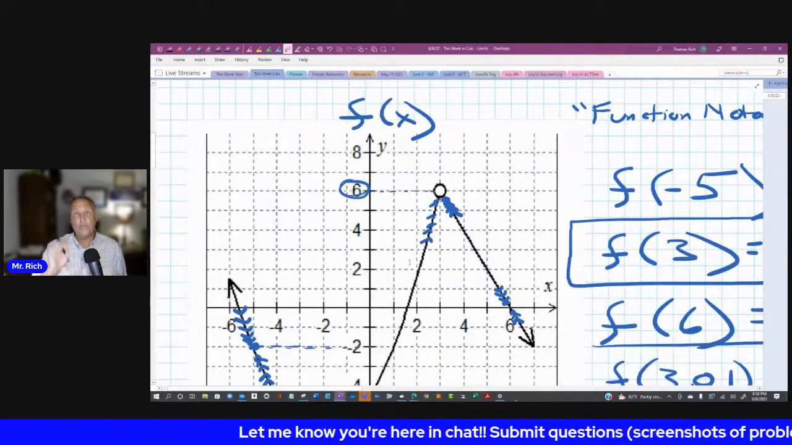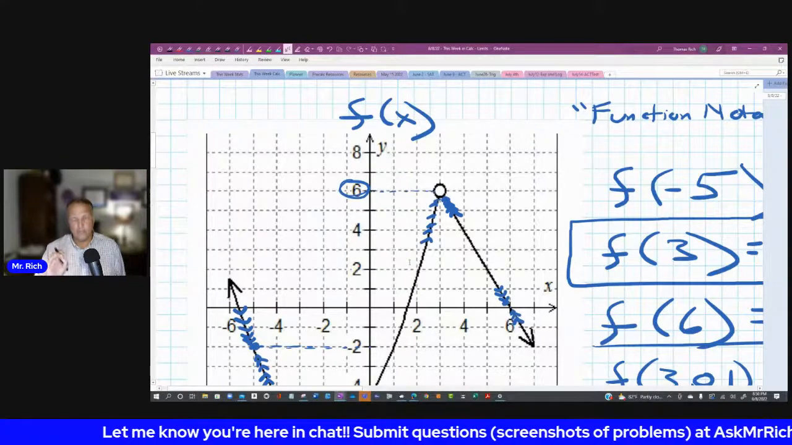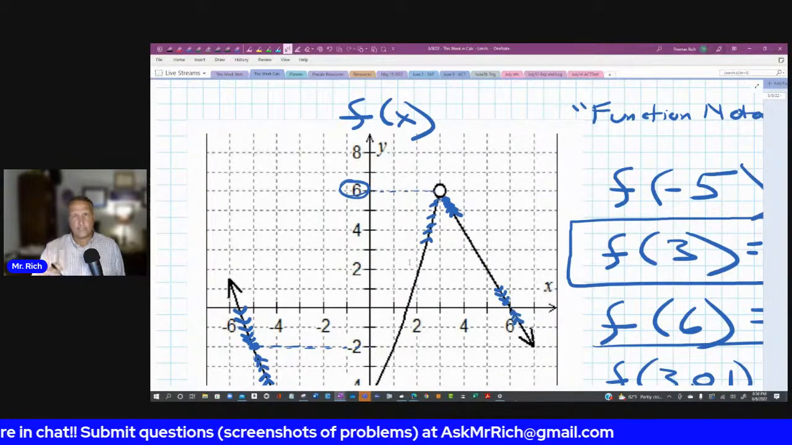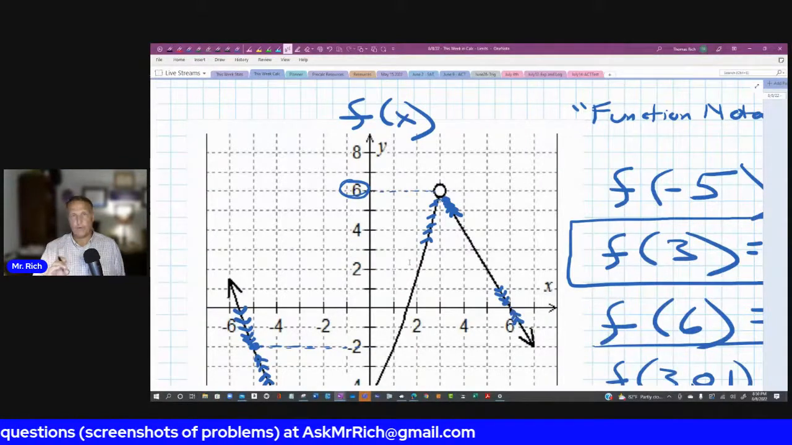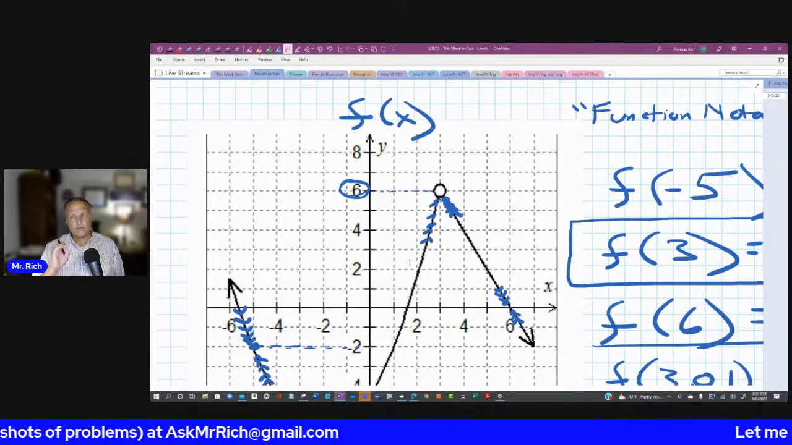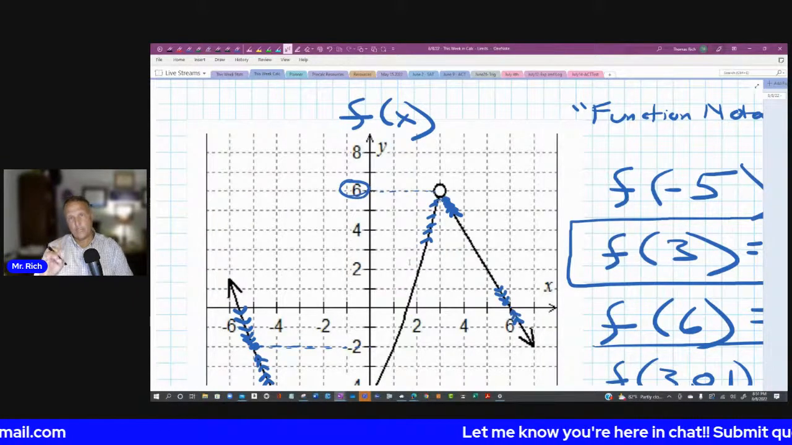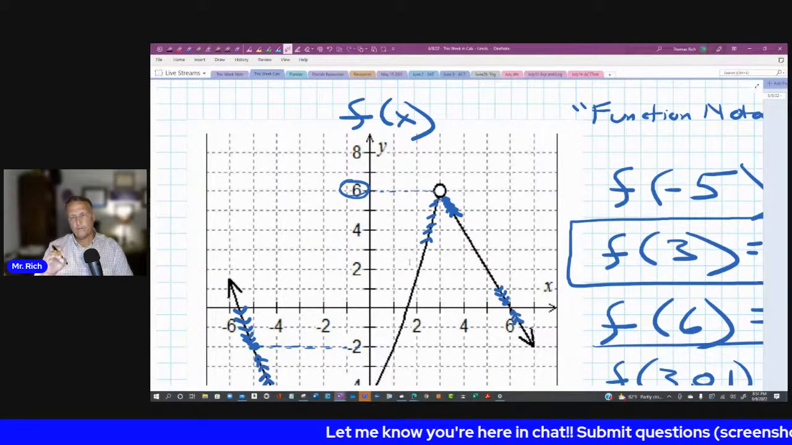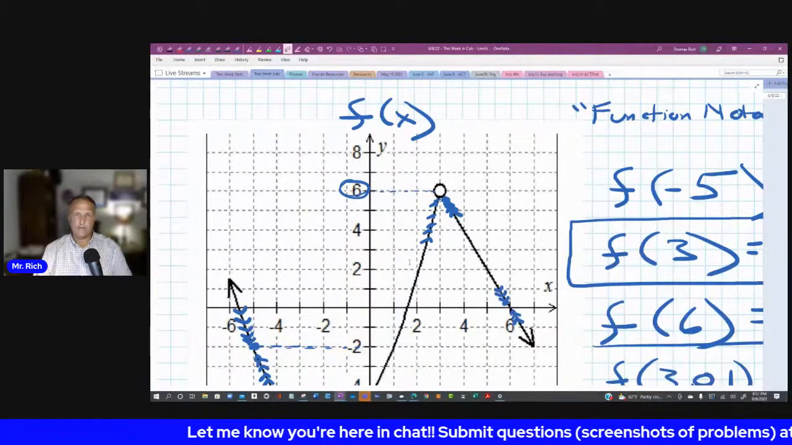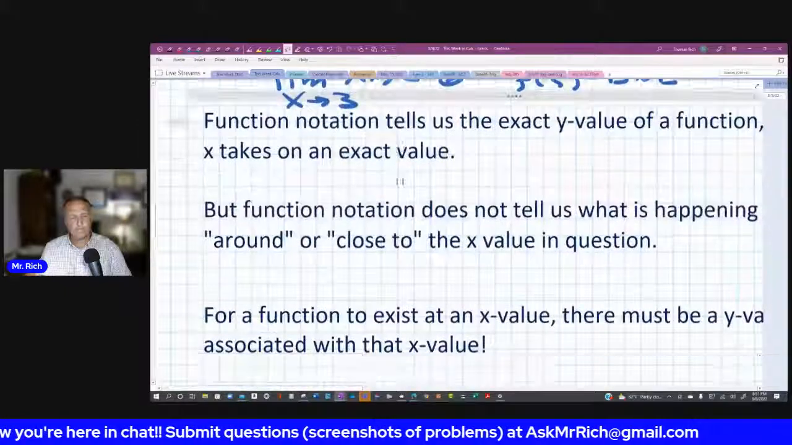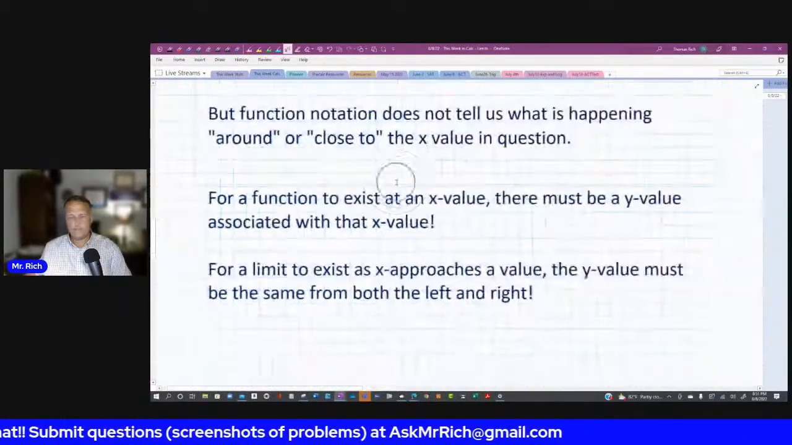All right, so the limit does exist as x approaches 3, but the function does not exist at x equals 3. So that's what limits are used for. They're used to tell us what the function's doing as I get close to an x value, but not exactly at the x value. Now, let me show you another example of this.